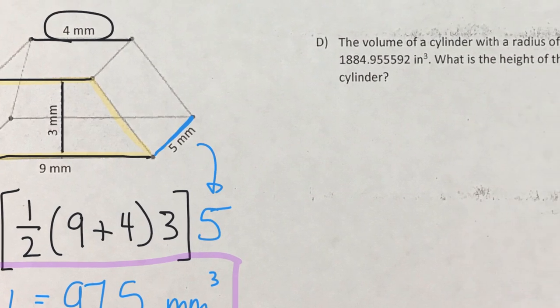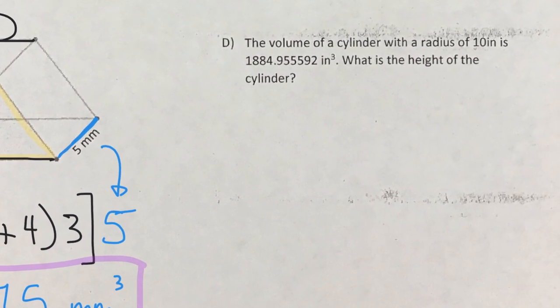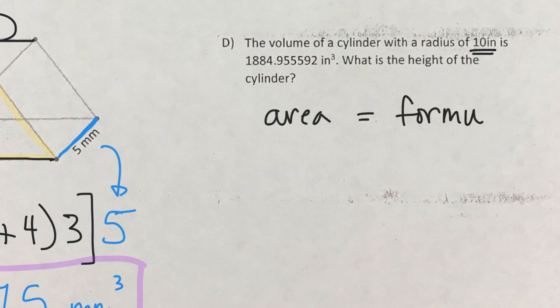Okay, so one last example on this one, and that is an algebra question. It says the volume of a cylinder with a radius of 10 is 1884 and change. So we're going to take our area and set it equal to your formula. So anytime we're having an algebra problem, we want to find some characteristic, in this case the height of your cylinder. You're going to take your area and set it equal to the formula.